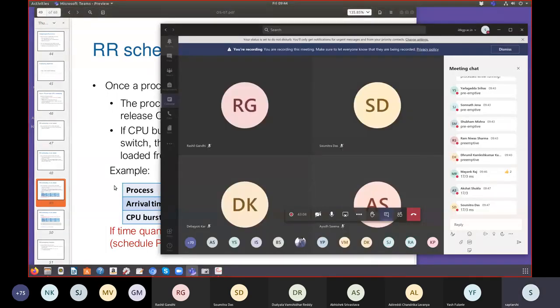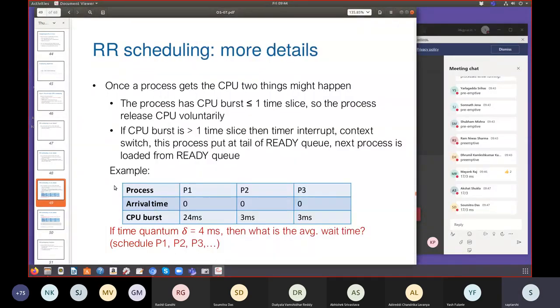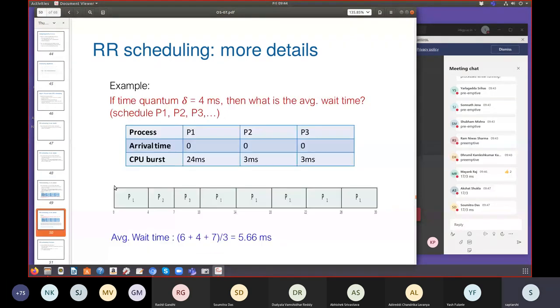Okay, I see a few answers, 17 by 3, let's see. So yeah, you are right. This is how the Gantt chart will look. P1 will start running, but it will run for 4 milliseconds. After that, P2 will run. Now see here, P2 has a CPU burst time of 3 milliseconds.